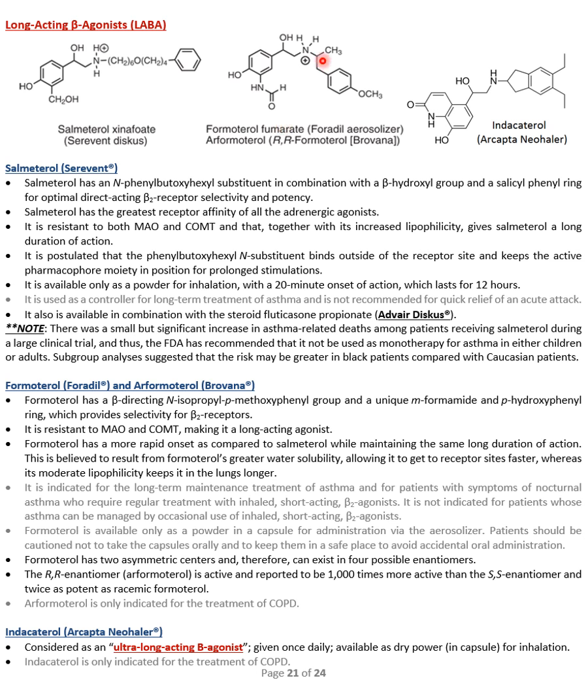Now, if you look at this structure, you have two chiral centers. One is here, another is here. So 2 times 2, you can have 4 different isomers, and it was found that the RR enantiomer is active, and it was 1,000 times more active than the SS enantiomer and twice as potent as the racemic formoterol. So that's why the drug was designed into the RR form.